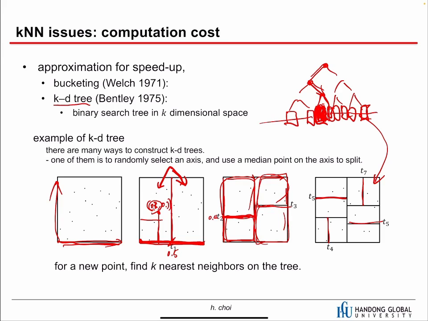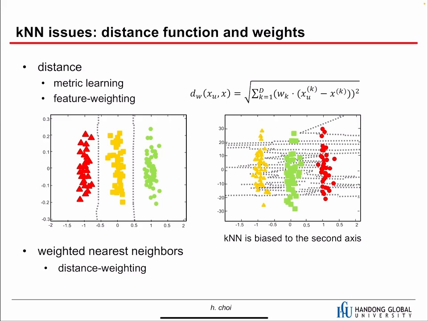So there are many other approaches to approximate, to find the exact neighbors. Okay, that's one idea. And there are other issues in kNN.